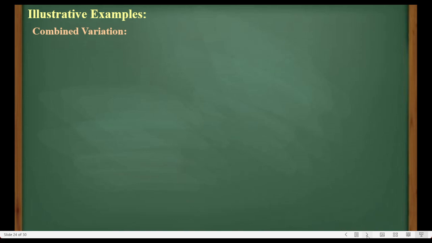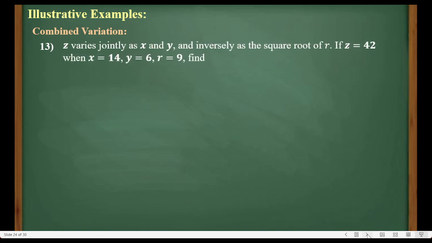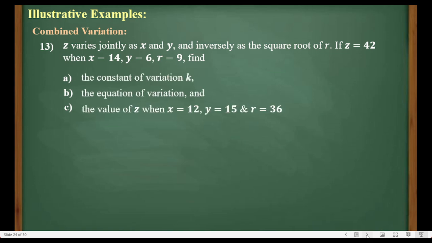We are now in the last kind of variation, which is the combined variation. So let us continue. This is now your example number 13. Z varies jointly as x and y and inversely as the square of r. If Z is initially 42, when the initial values of x and y are 14 and 6 respectively, and r is 9, find the constant of variation k.